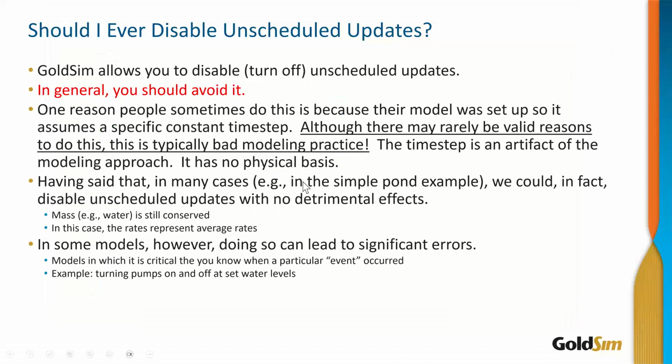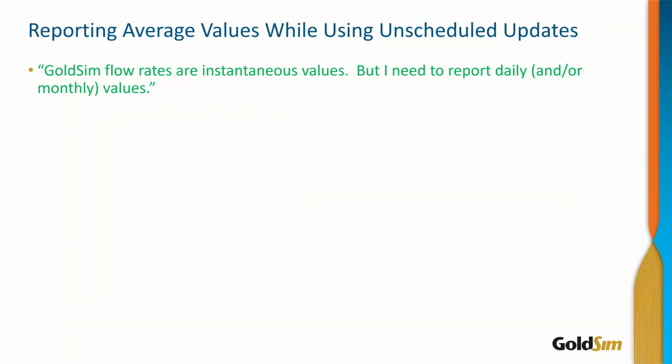So one question that comes back when we talk about unscheduled updates, people say, well, okay, I understand why you want to have unscheduled updates. I can deal with that. And I now understand GoldSim flow rates are instantaneous values. Yep, I understand that now, but I need to report daily values or monthly values. But you're telling me I need to report a flow rate. I need to report a daily flow rate, right? I need to report an average daily flow rate. But you're telling me GoldSim is calculating instantaneous daily flow rates. How do I deal with that?